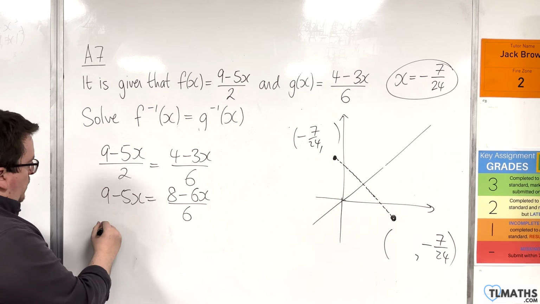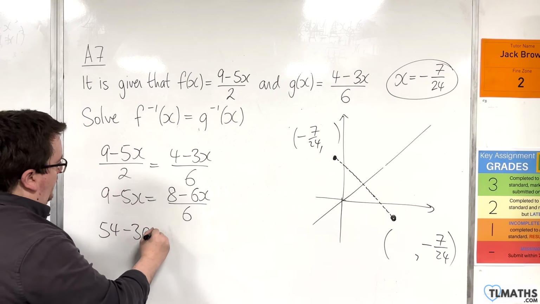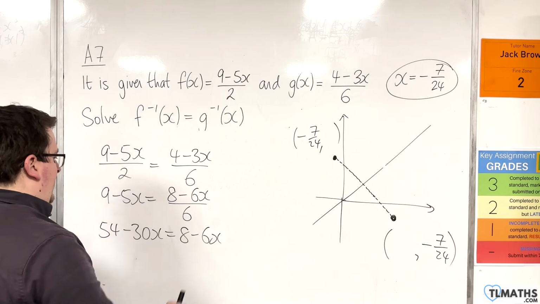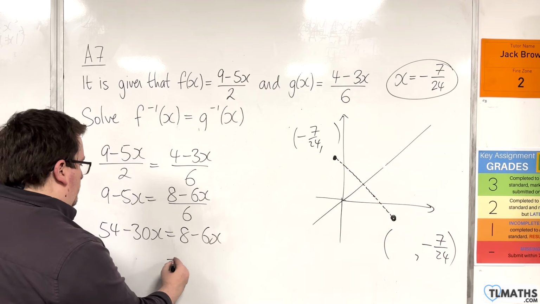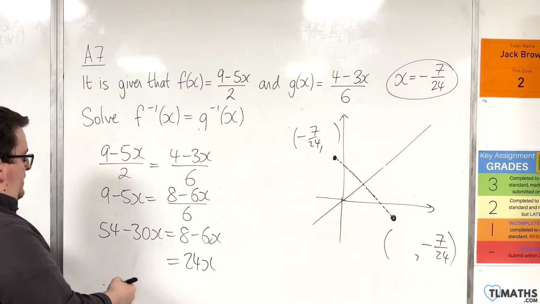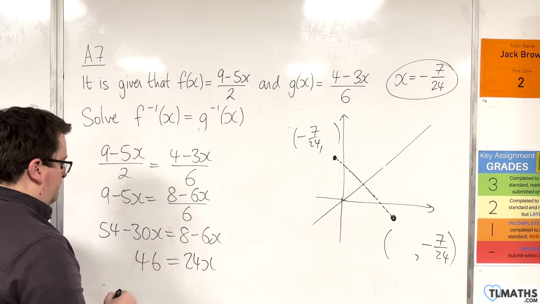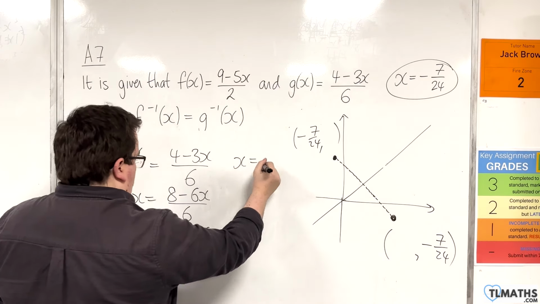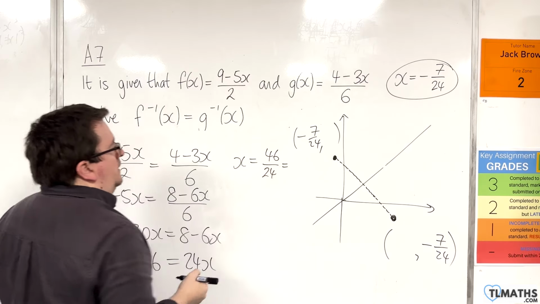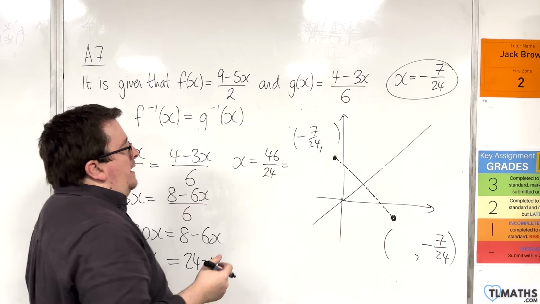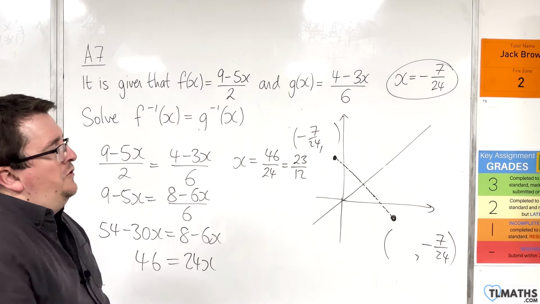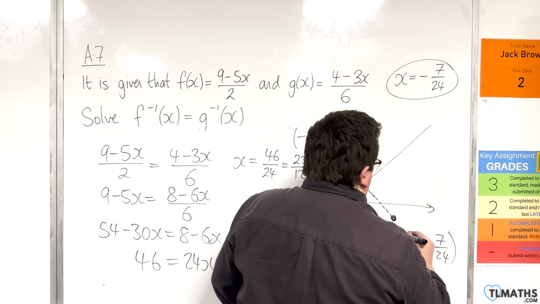Multiply through by 6. We're going to get 54 take away 30x is 8 take away 6x. Okay, so let's add 30x to both sides. So we're going to get minus 6 plus 30 is 24x. And then take 8 from both sides, and we're going to get 46. So, x is going to be equal to 46 over 24. Not a particularly nice number. Let's divide top and bottom by 2, so 23 over 12. So, this point here is 23 over 12.